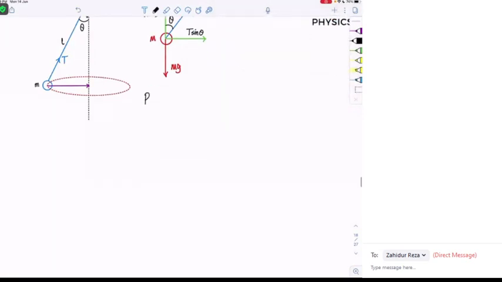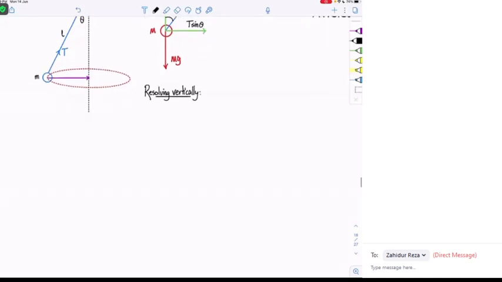So, resolving vertically. So what does that mean? We will consider the vertical forces. Resolving vertically, the system is in equilibrium vertically, right? There's no net force. How do I know it's in equilibrium vertically? Because it's not going up or down. Isn't that what resultant force zero means, right? So the system is in equilibrium vertically, which means the sum of forces upwards is equal to the sum of forces downwards.